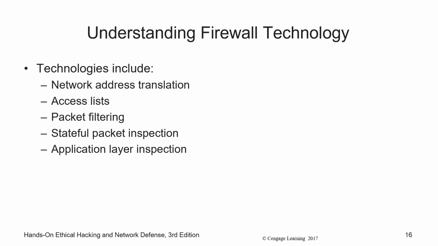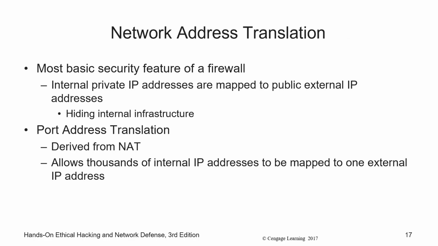We look at firewall technology. You have NAT, access lists, packet filtering, stateful packet inspection, and application layer inspection. So we're going to talk about each of these. In NAT, network address translation, this is the most basic security feature of a firewall. You have a set of internal private IP addresses mapped to a single or a few public external IP addresses. This essentially obscures your internal infrastructure, but don't think NAT is a solution to everything.